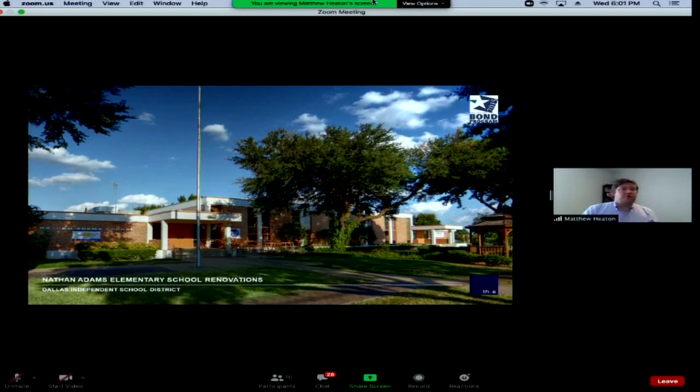So any of the windows that are older and not insulated are going to be replaced. The windows that were replaced a couple of years ago as part of the addition project, those all stay. But specifically for the courtyard windows, yes, those are going to be included in the project.